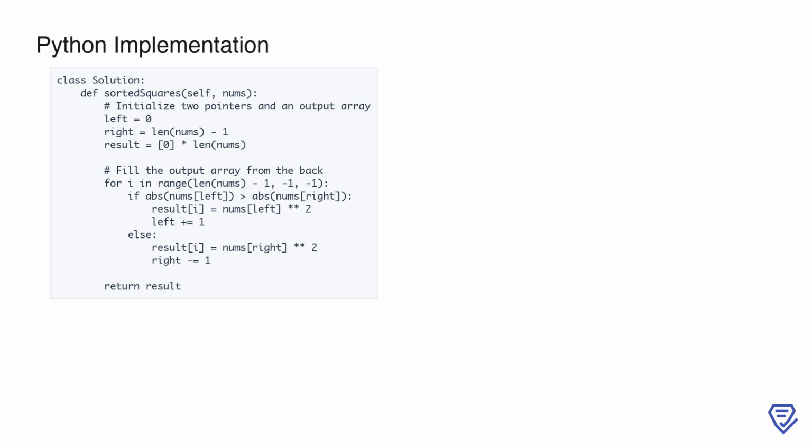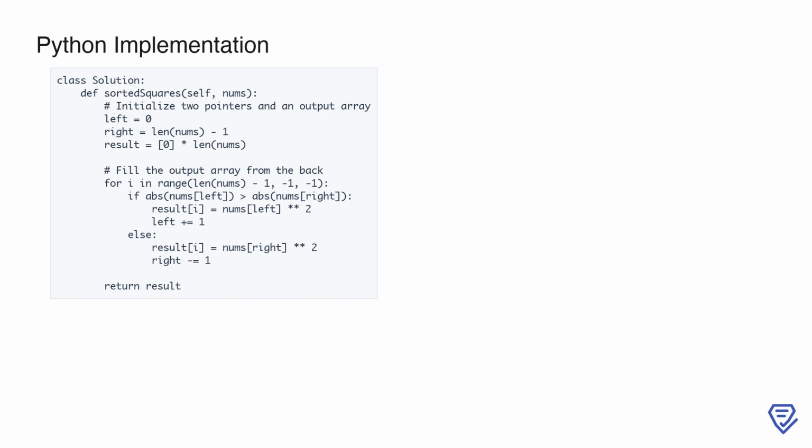3. Compare absolute values. At each step, we compare the absolute values of the numbers at the left and right pointers. The larger absolute value determines which number's square gets placed into the result array. If abs(nums[left]) is greater, the square of nums[left] is stored in the current position of result, and the left pointer is incremented. Otherwise, the square of nums[right] is stored, and the right pointer is decremented.